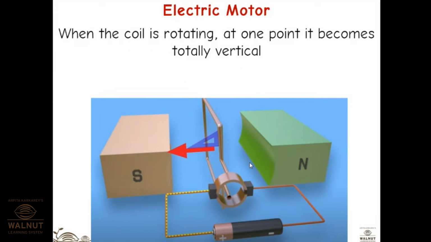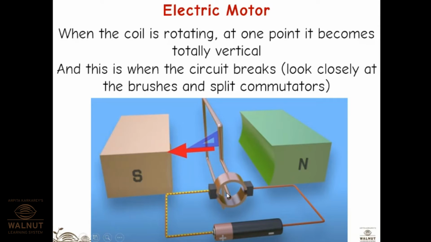When the coil is rotating, at one point it becomes totally vertical. Coming to your question, Purva, this is also one of the scenarios. When the coil is rotating, at one point it becomes vertical, 90 degrees, that is perpendicular to the magnetic field lines. So what happens, you can see the connections getting disconnected over here. Somewhere it is not shown that clearly, but the connection gets disconnected. And this is when the circuit breaks. Look closely at the brushes and the split commutators.